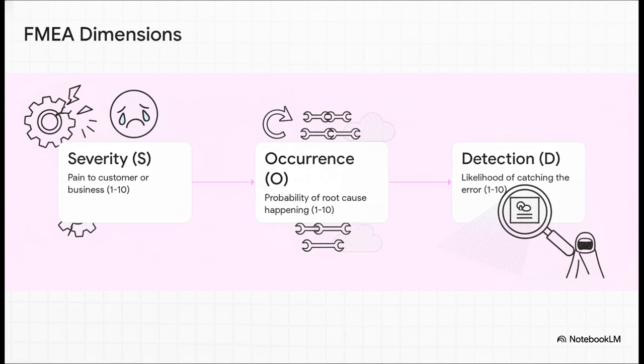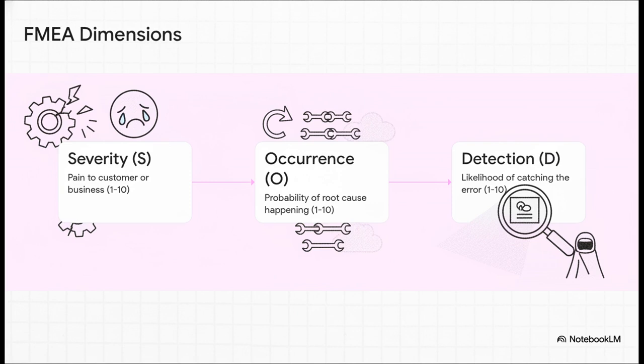To do this, the FMEA relies on 3 critical dimensions, and each one is scored on a really strict scale from 1 to 10. First up, we have severity. This asks a simple question. If this failure happens, how painful is it for the customer or the business? A score of 1 means it's barely noticed, while a 10 means catastrophic failure or a severe legal violation.